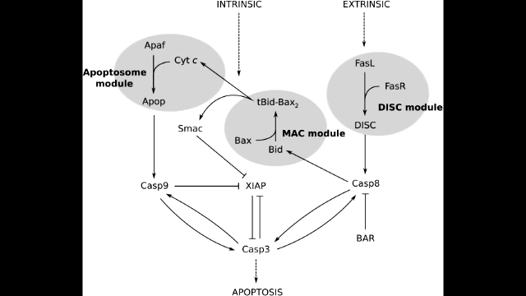Name a common pro-apoptotic protein. A common pro-apoptotic protein is BAX. Name a common anti-apoptotic protein. A common anti-apoptotic protein is BCL2.